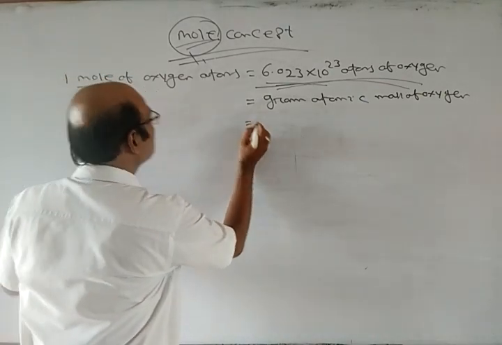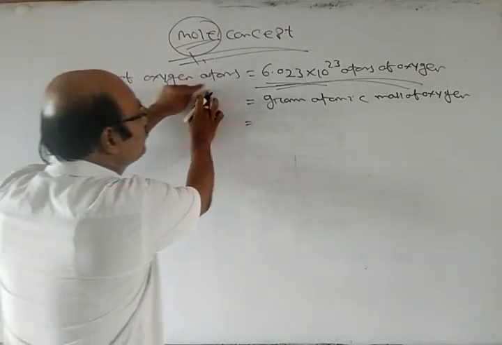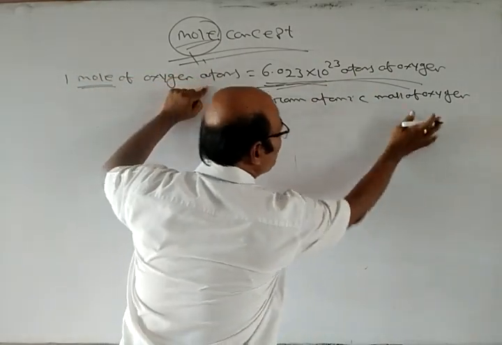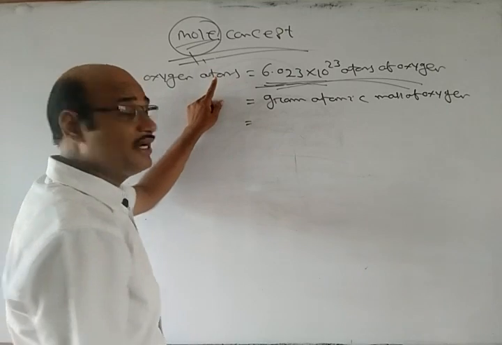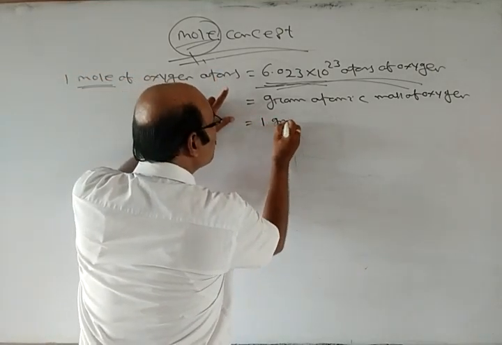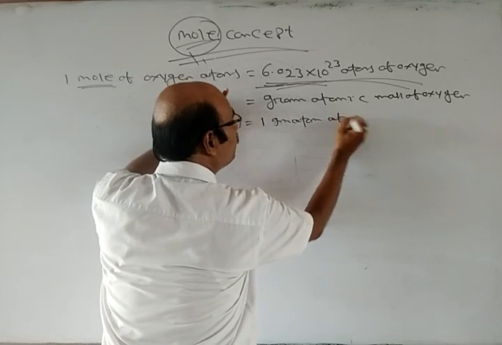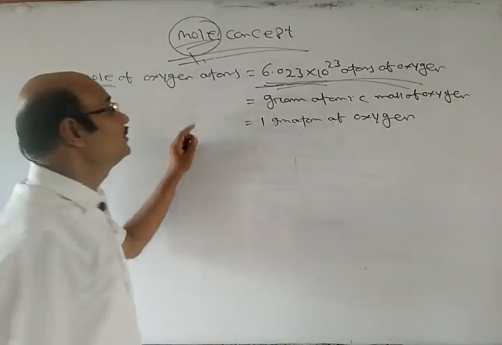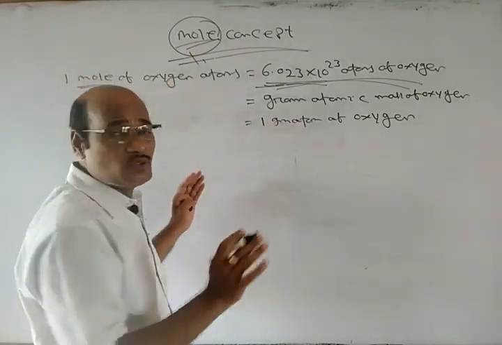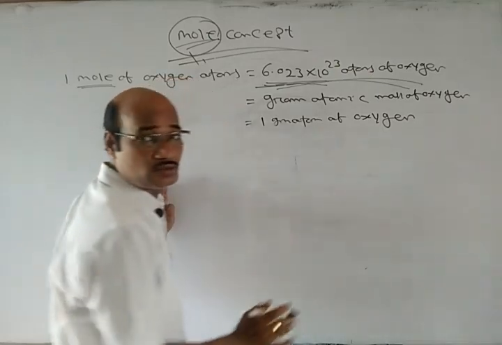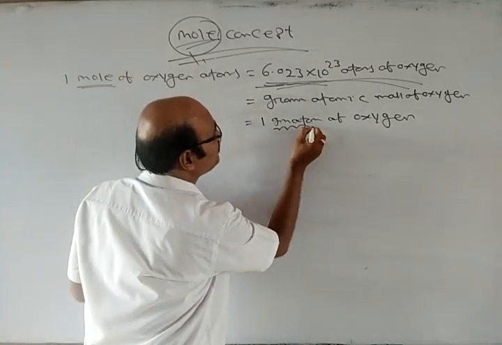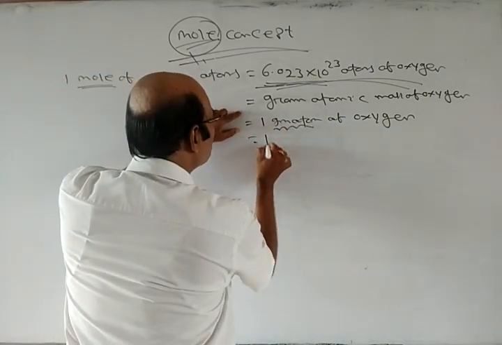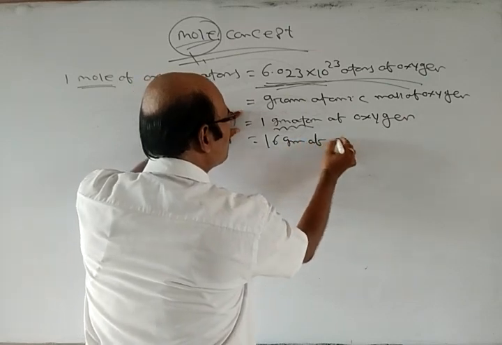So 1 mole of oxygen atom is equal to this much number of atoms, and this is equal to the gram atomic mass of oxygen. And this can also be considered to be what? 1 gram atom of oxygen. You see, there is a lot of difference between 1 gram of oxygen and 1 gram atom of oxygen. 1 gram atom of oxygen means what? 16 gram of oxygen.